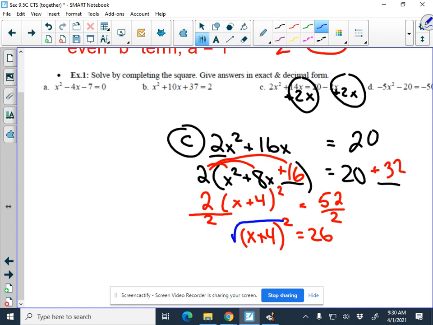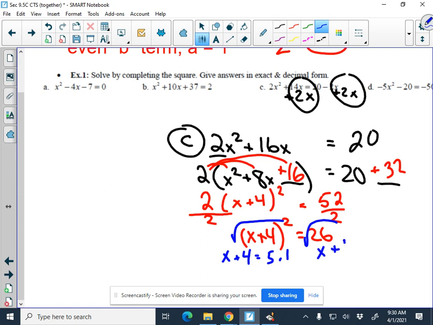Take the square root. Square root of 26 in your calculator, 5.1. What is it, 5.1? 5.0. So if we round it up, is it 5.1? 5.09. Okay, so we're going to call it 5.1.